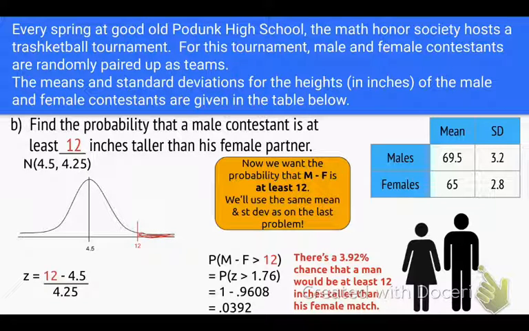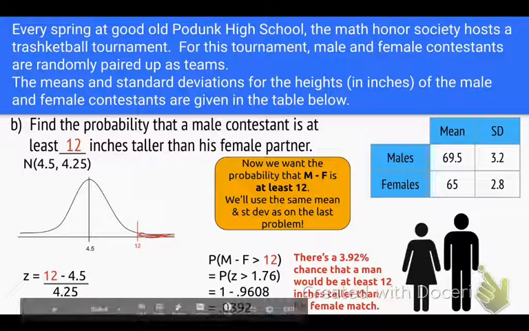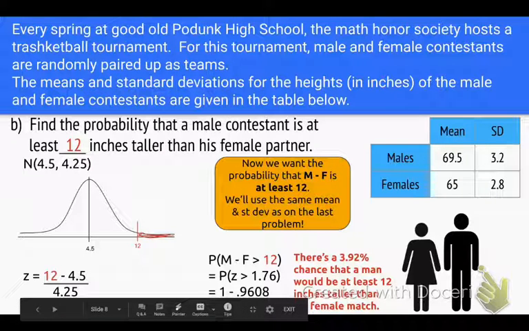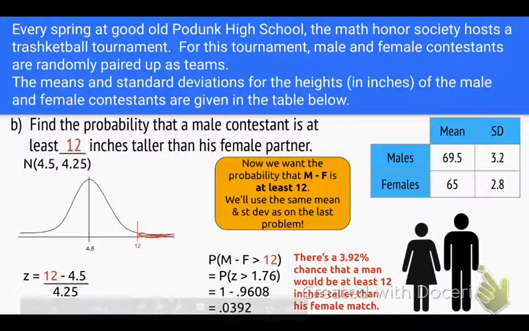Draw a picture of the curve. Throw your mean down the middle. Show where our breaking point is. Last problem was at 0. Now we're at 12. Show how you find your z-score. Show your notation. This notation right here is 2 points every single time. So make sure you don't lose those 2 points. The probability of m minus f greater than 12 is the same as your probability of z greater than 1.76. I personally probably would just skip this step and go right to the 0.0392. And then make sure you write out a sentence in context with your final result. Okay, so make sure you do all of those things.